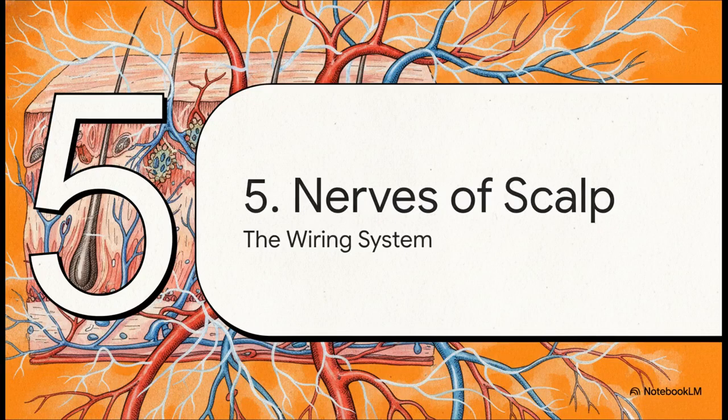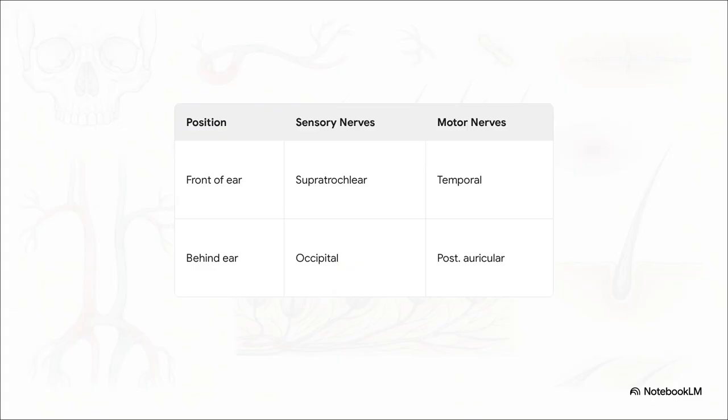Section 5, Nerves of the Scalp. Time to look at the wiring. Memorizing all 10 nerves on each side of the scalp might seem pretty daunting at first, but it's super logical once you just categorize them by location. 5 in front of the ear and 5 behind the ear. Simple. And in each group of 5, 4 are sensory and 1 is motor.